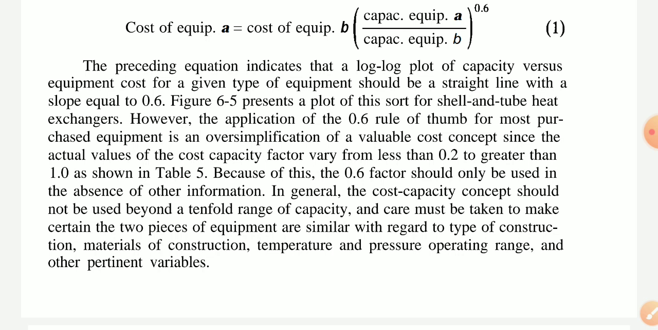In general, the cost capacity concept should not be used beyond a tenfold range of capacity, and care must be taken to make certain two pieces of equipment are similar with regard to the type of construction and the material of construction, temperature, pressure, operating range, and other pertinent variables. This is a simple discussion of the six-tenths factor rule.